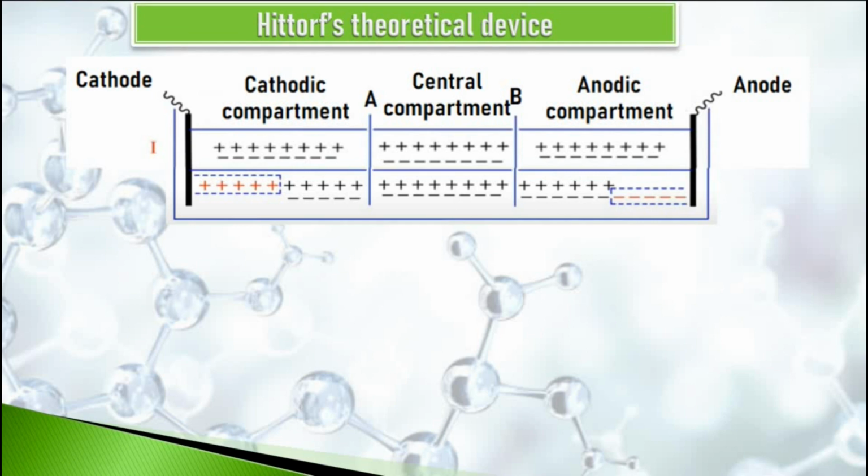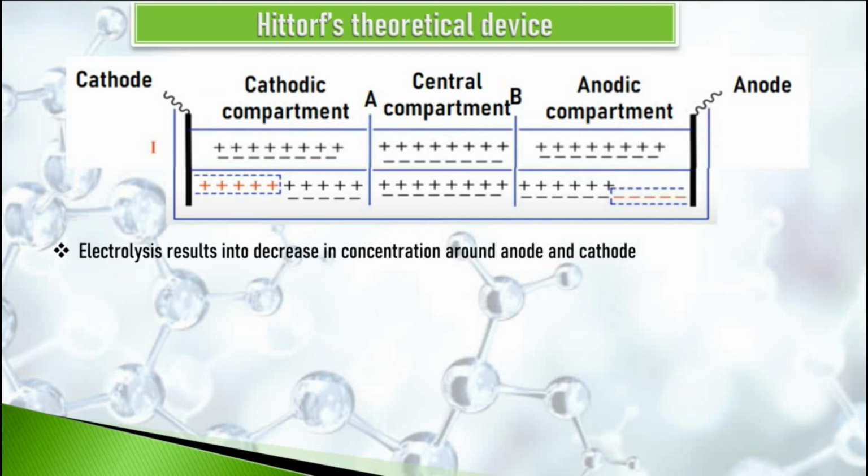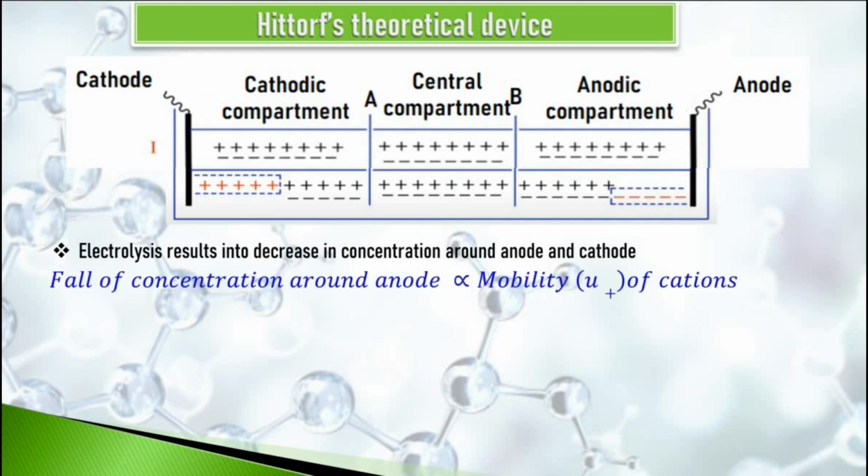One important generalization comes out from all this discussion with the help of Hittorf's theoretical device, and this is: electrolysis results in a decrease in concentration around the anode and cathode. Mathematically, the fall of concentration around the anode is directly proportional to the mobility of the cation, because when EMF or potential is applied, cations move from the anodic compartment to the cathodic compartment. So the fall in concentration around the anode will depend on the ionic mobilities of cations.